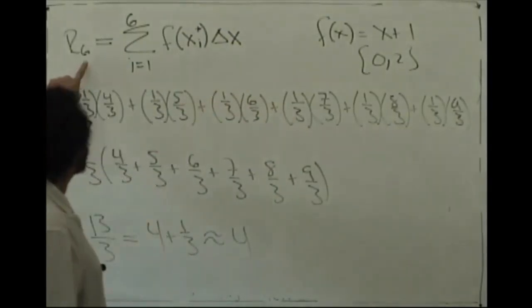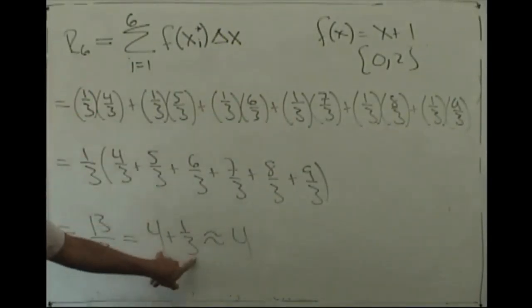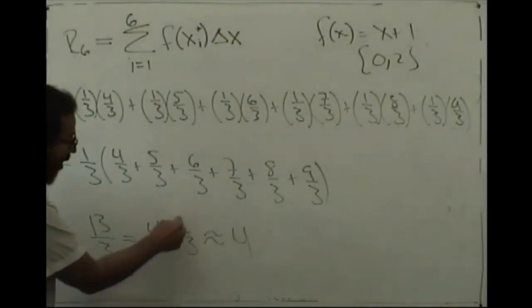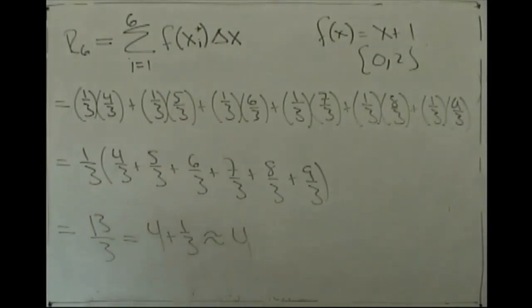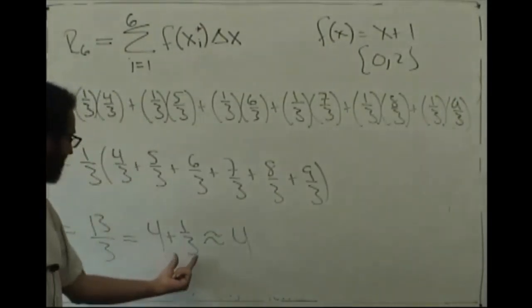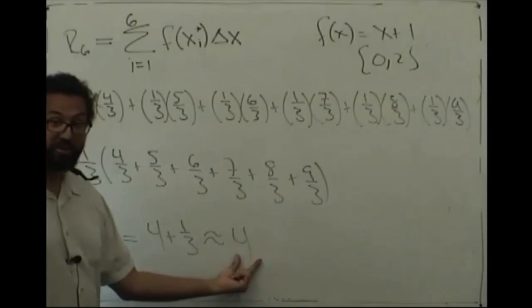Now, the more rectangles we use, the better this approximation will get. In other words, the smaller this fraction, this leftover part, will get. So maybe it would be a good exercise for you to check R8 and see that this leftover fraction actually gets smaller. In other words, it gets closer to 4. Okay.